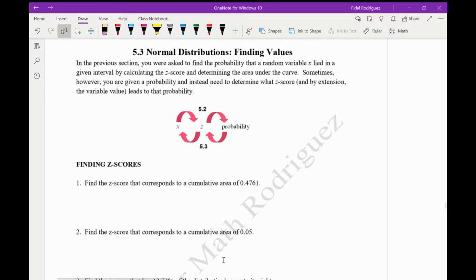So it says, sometimes, however, we're given a probability, and instead we need to figure out what is the z-score that leads to that probability. So it's find the z-score that corresponds to a cumulative area of 0.4761. Okay, so what we're looking for is what value of z will give me an area of 0.4761.